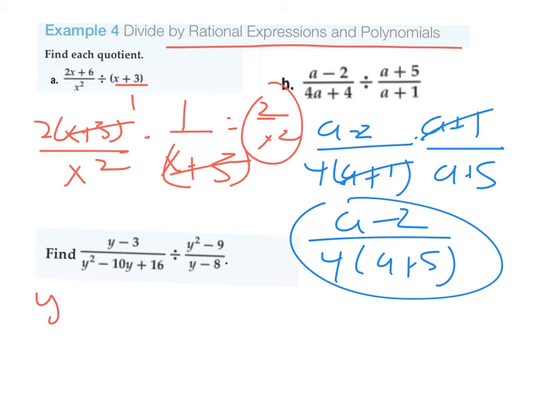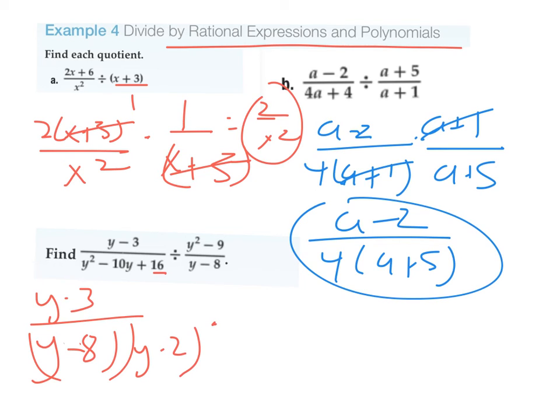We have a y minus 3, and then I'm going to factor the bottom. So y, my two numbers multiplied give me 16, and add up to a negative 10, which is plus 8. No, actually it's a minus 8 and a minus 2, or y minus 2.